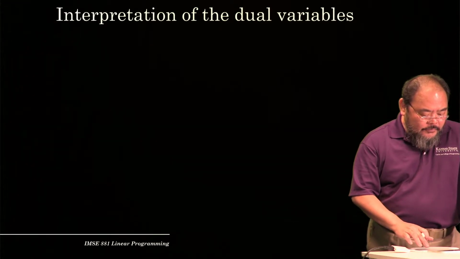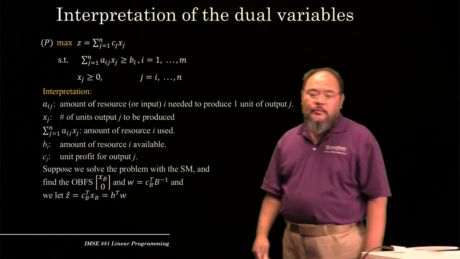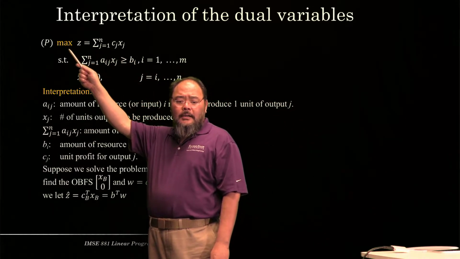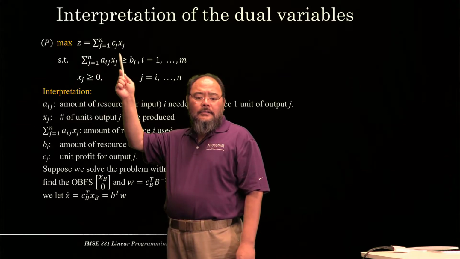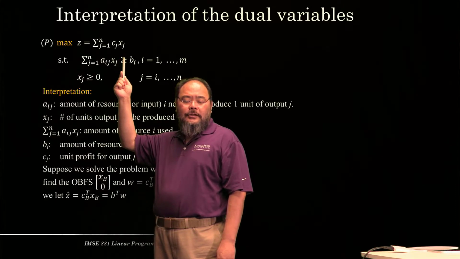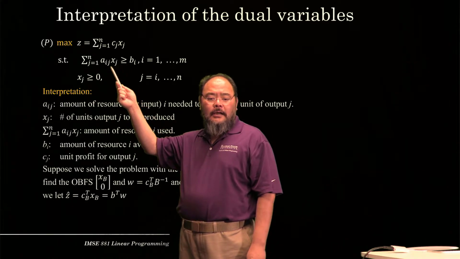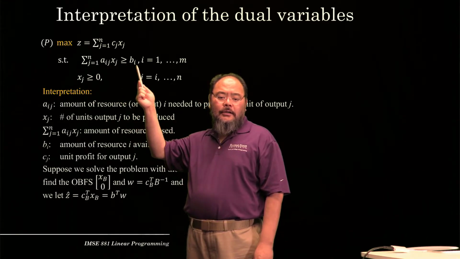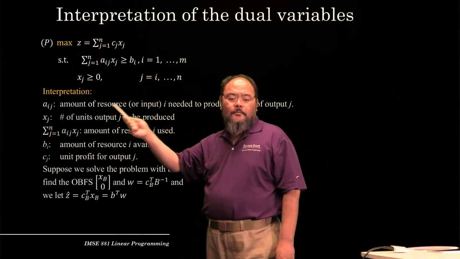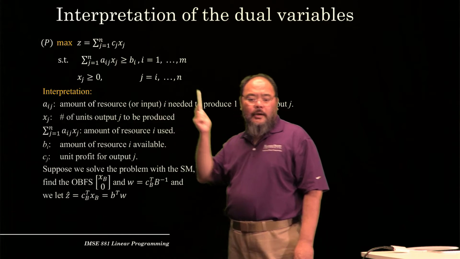So let's look at this all together. Review this one more time. The problem is a maximization problem, okay, with Z as my objective function value equal to the summation of c_j times x_j. Our constraint is the summation of a_ij times x_j greater than or equal to b_i. Okay, we have a total of m of those constraints. And also all the x_j are non-negative, and we have a total of n variables.